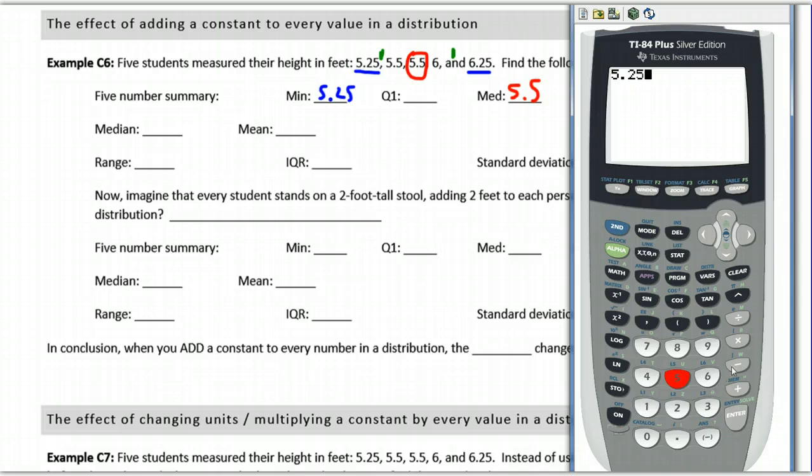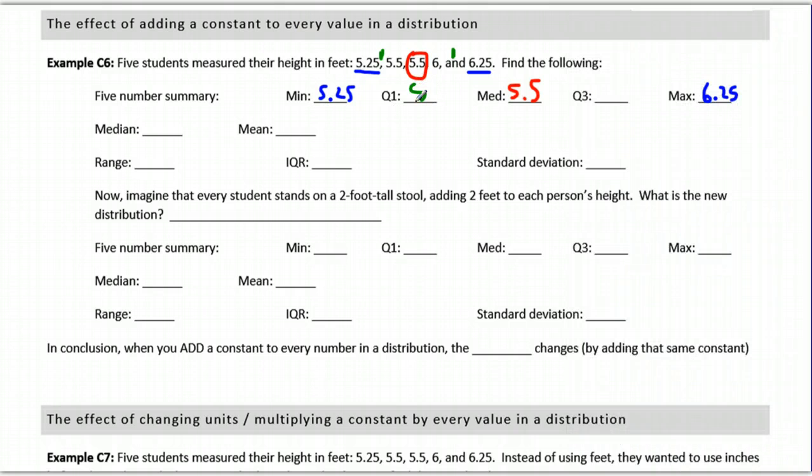5.25 plus 5.5, you get that number and you divide it by 2. Otherwise, if you can do that in your head, what you're looking for is the number that's exactly halfway in between these two. In this case it's 5.375, so I'll round it to 5.38. And then the same thing is going to happen over here. 6 plus 6.25, and I'll just let you know that's going to come out to 6.13 if we round it off.